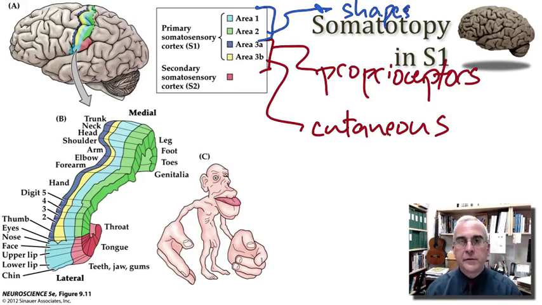So it suggests that there's some kind of computation of lower level signals into more higher order signals that begin to build up a sense of structure in our somatic sensory interactions with the world.